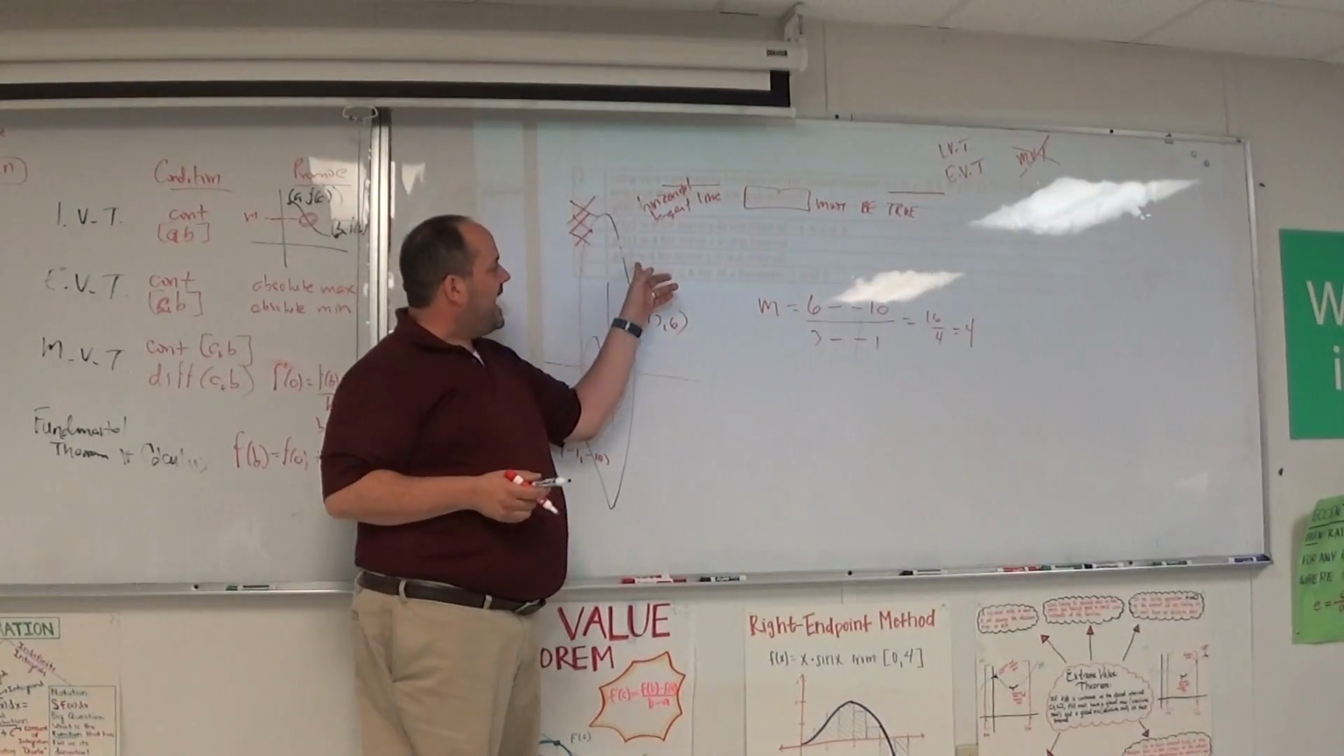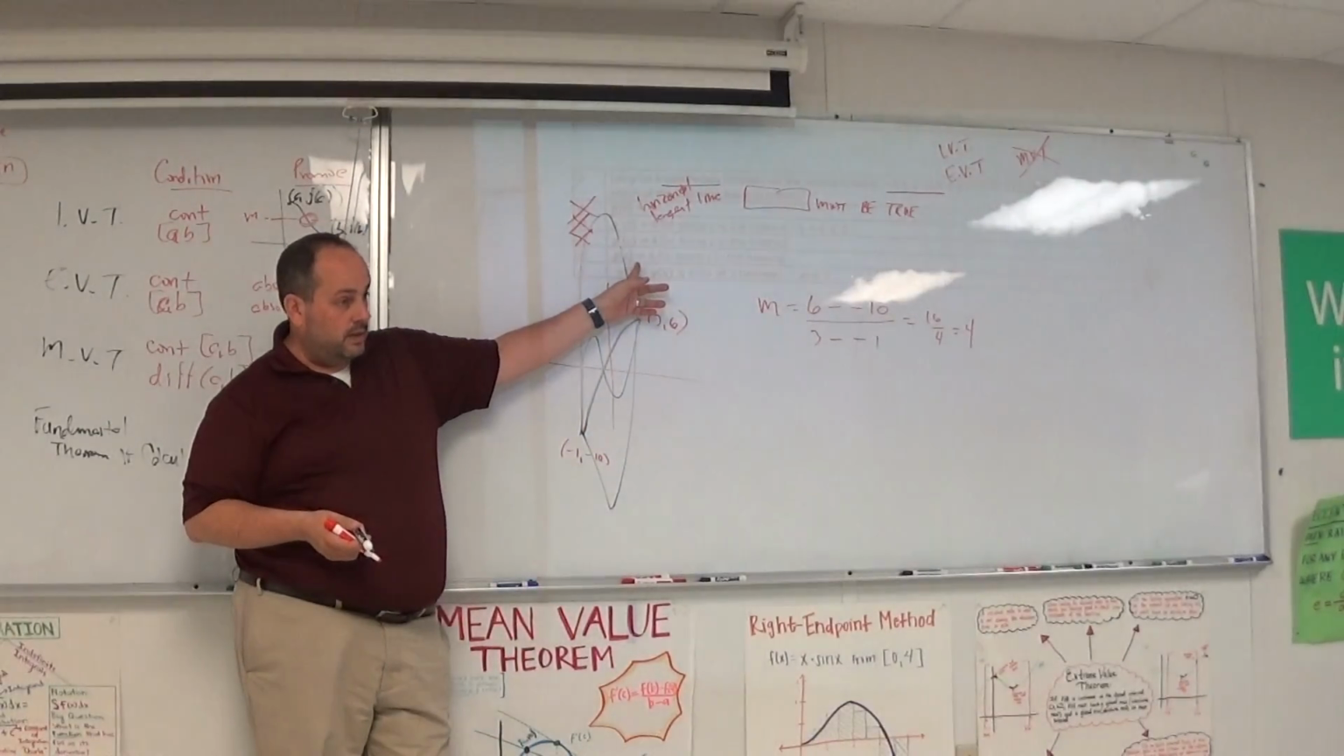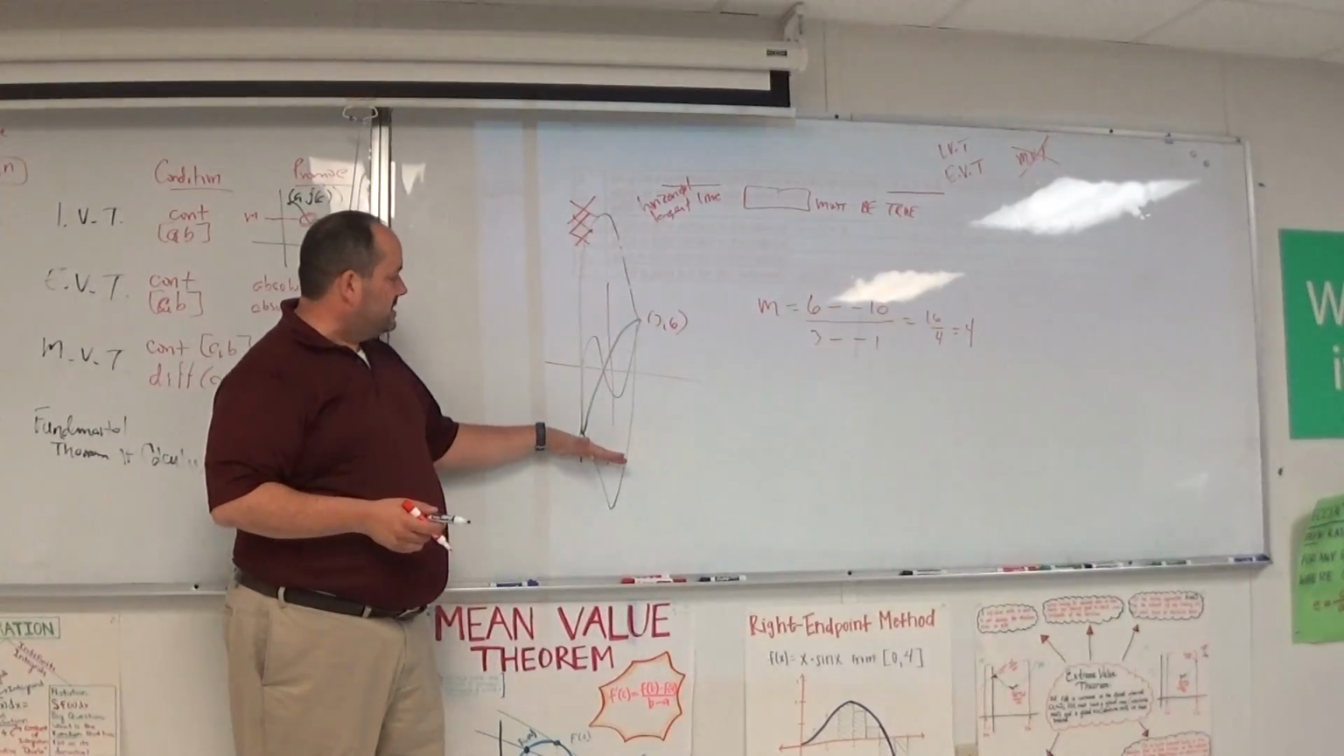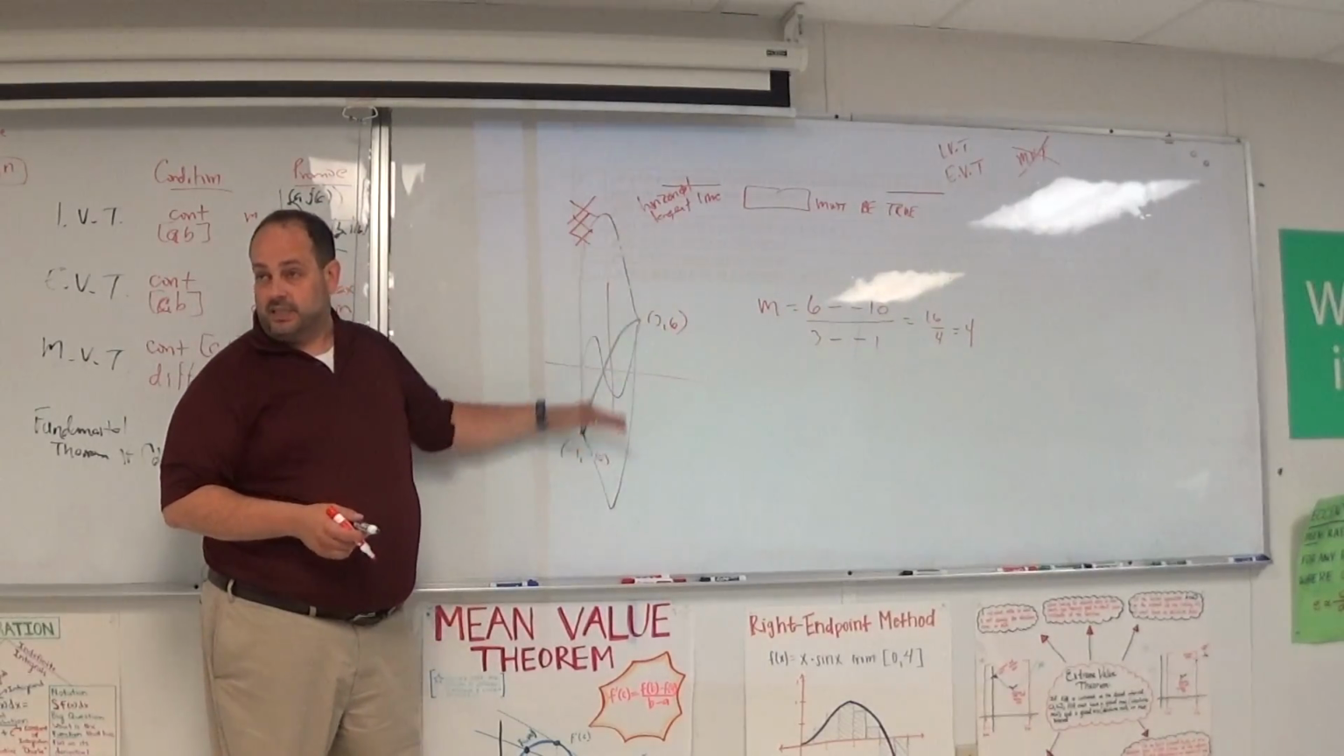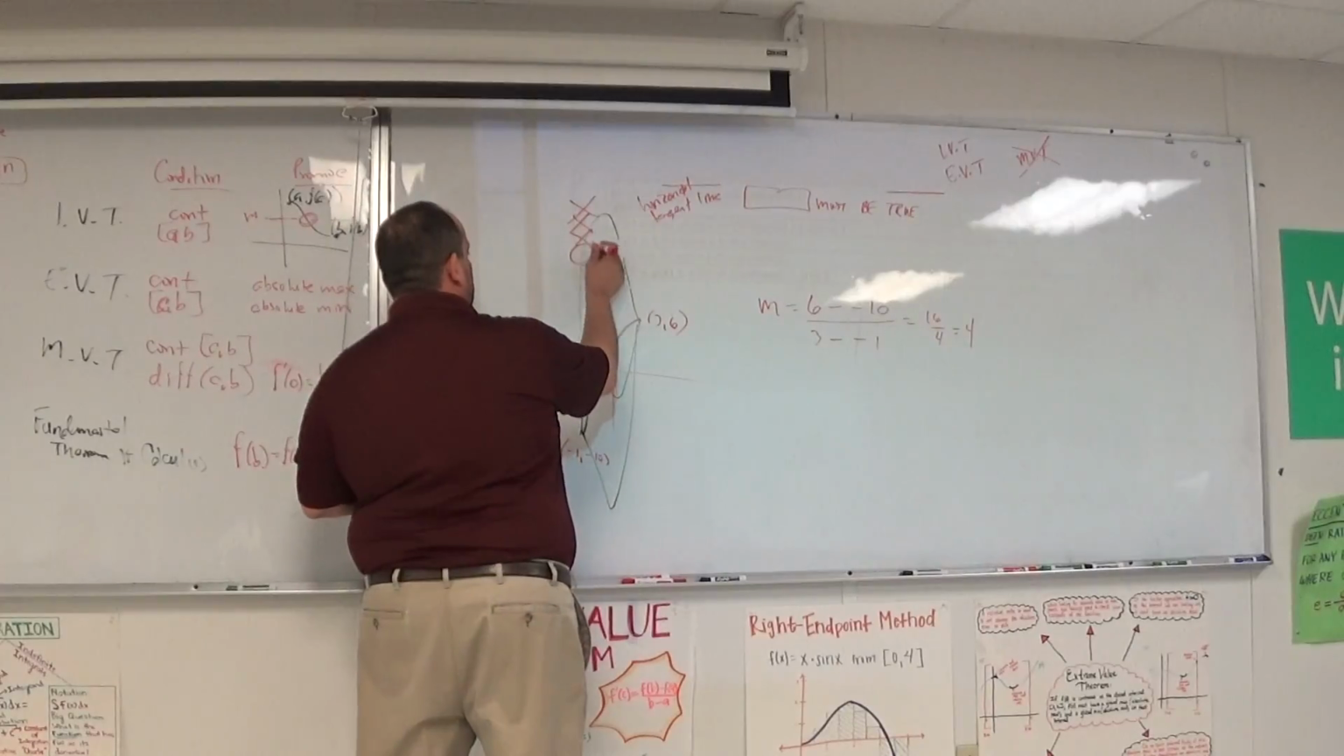Does g of c have to equal 4 somewhere? Right, that's the one because it's a value between -10 and 6. This one has to be true.